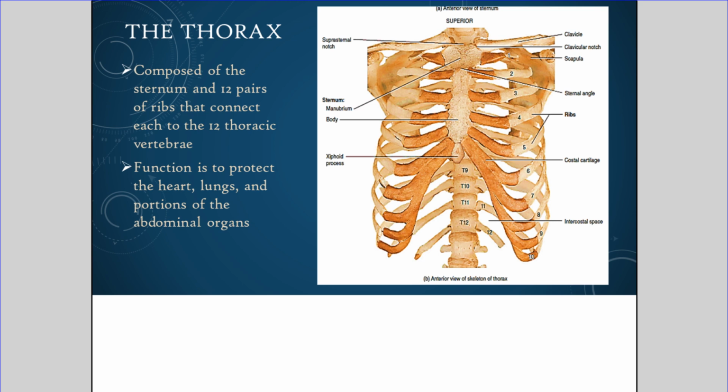I was talking about this earlier on your types of muscles, right? So we have skeletal muscle. Erase this real quick.